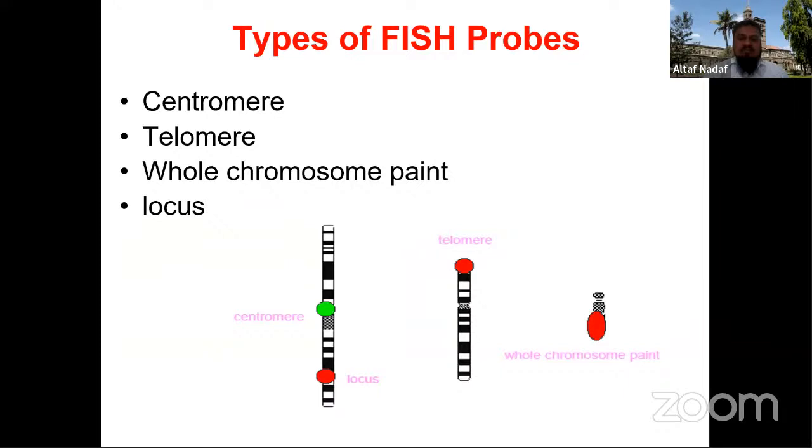Now, what types of FISH probes can we use? Different types of FISH probes can be used based on our interest. For example, if you are interested in detecting the centromere region, they are called centromere probes. You are seeing here a green color, which binds specifically to the centromeric region. If you are interested in detecting the telomeric regions, that means the end regions, you can use a telomere-specific probe. Then, as I was telling you, the whole chromosome paint concept is also there, that you can paint the whole chromosome. We'll see in the following slides. Or if you are interested in detecting a specific locus on the chromosome, that is also possible through this technique. So depending on the interest, we can use specific probes.